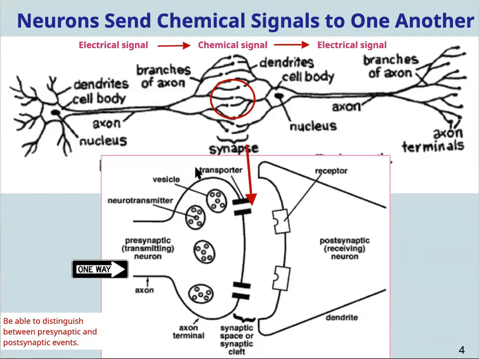So here is a zoomed in magnified view of a synapse, and you see that there is a gap between the presynaptic neuron and the postsynaptic neuron. And that gap is called the synaptic cleft. So in other words, the presynaptic neuron and postsynaptic neuron are not physically in contact with one another.